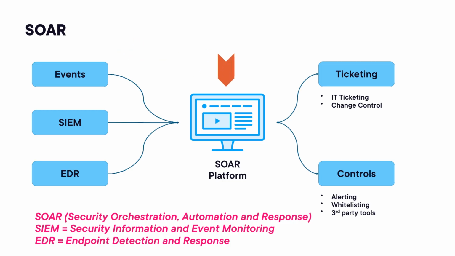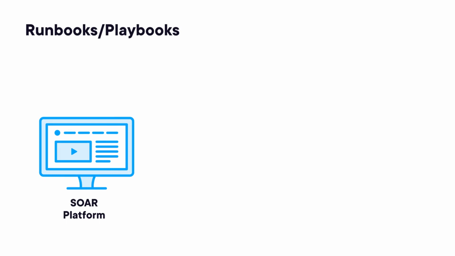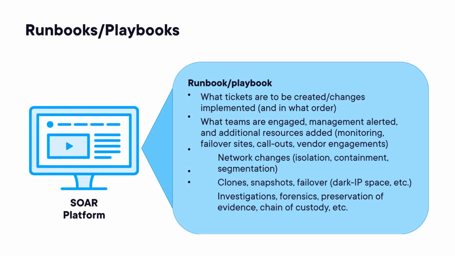So these SOAR platforms are very robust and allow us to automate a lot of things that used to be manual processes. And from there, it allows us to kick off things like playbooks and runbooks. Now, what do I mean by that? A runbook or a playbook is basically saying what ticket needs to be created or what changes need to be implemented if something gets triggered and we kick off a workflow. It allows us to specify what needs to happen, and in what order.